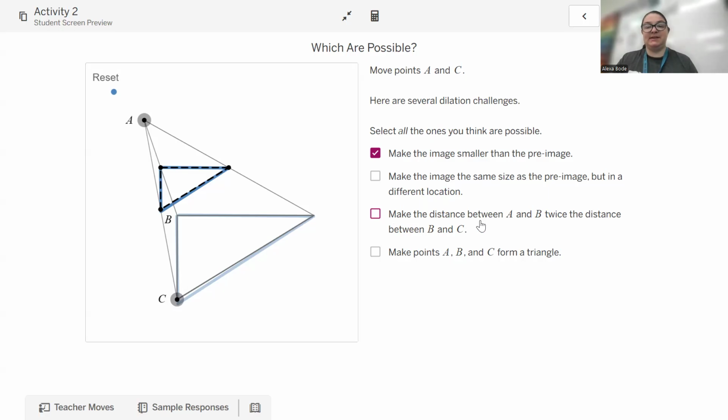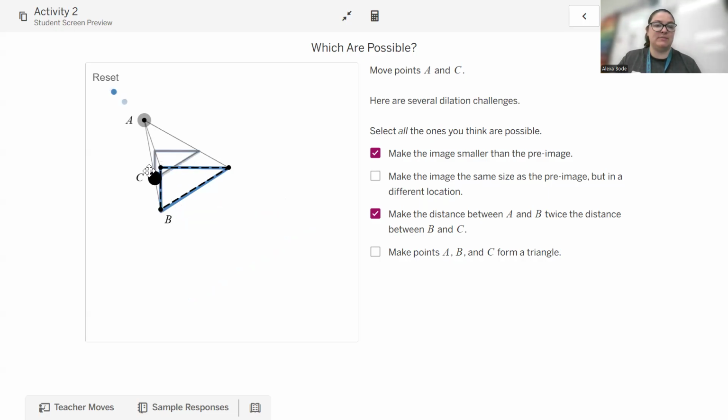And then this one says make the distance between A and B twice the distance as B and C. You are correct. You would just have to make it smaller. So C would have to be halfway between A and B.